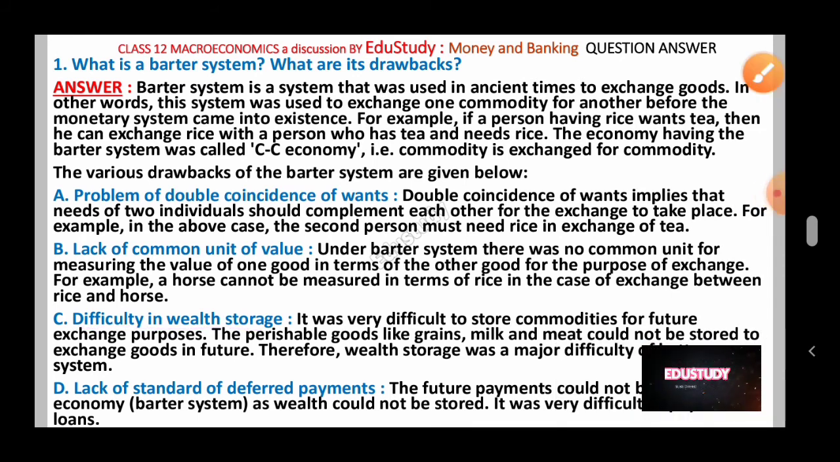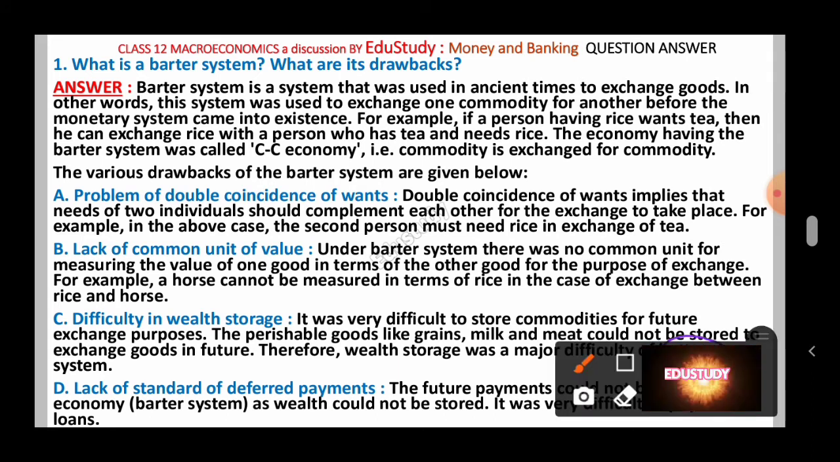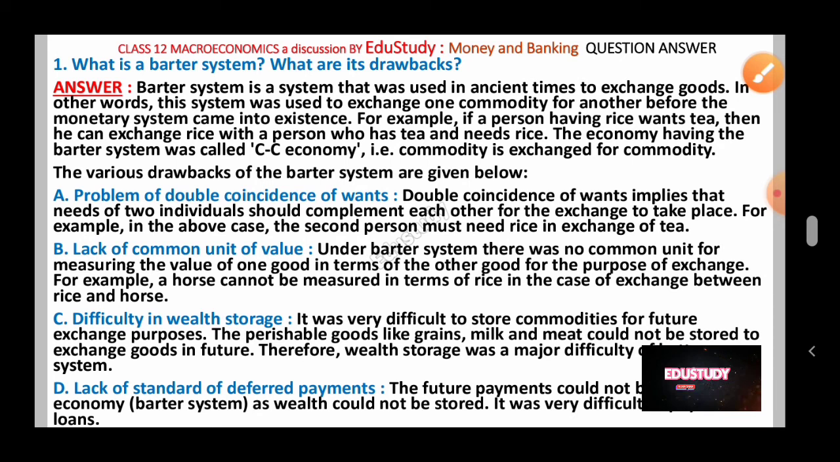So what does it mean? It was very difficult to store commodities for future exchange purposes. The perishable goods like grains, milk or meat could not be stored to exchange goods in future. Therefore, wealth storage was a major difficulty of barter system. So here it should be barter system, it is better written here. So this is the very important difficulty, that is, or disadvantage, that is difficulty in wealth storage.